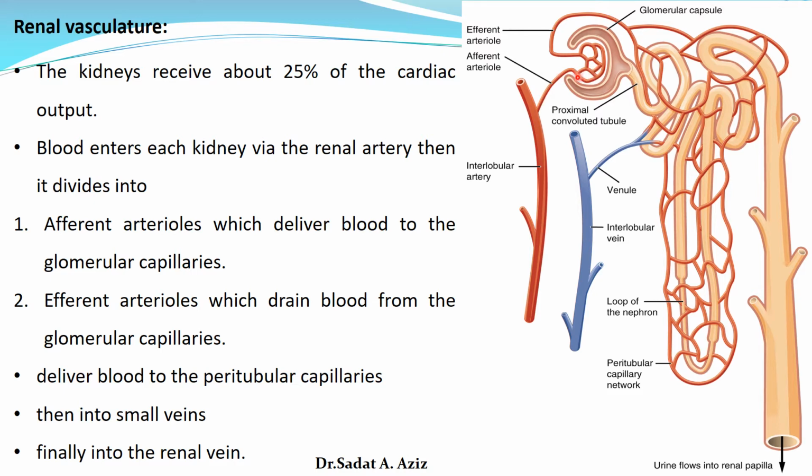Then the efferent arteriole is divided to form a glomerular capillary network. So it goes arteriole, capillary, arteriole, then capillary again. This is, let us say, a specific arrangement of the vascular system.